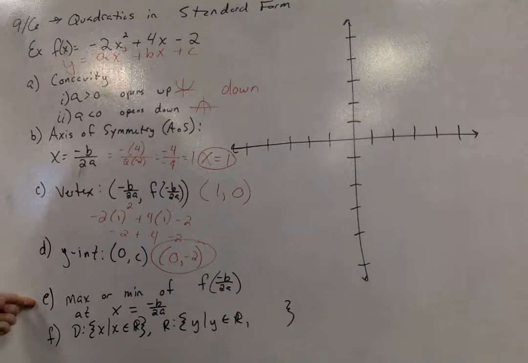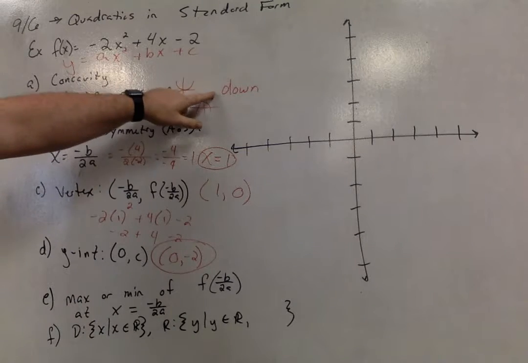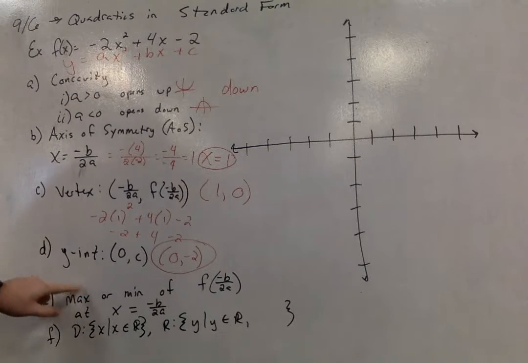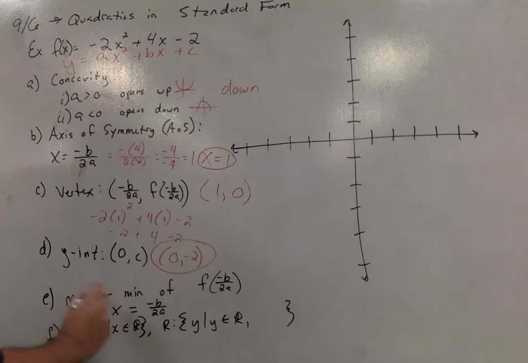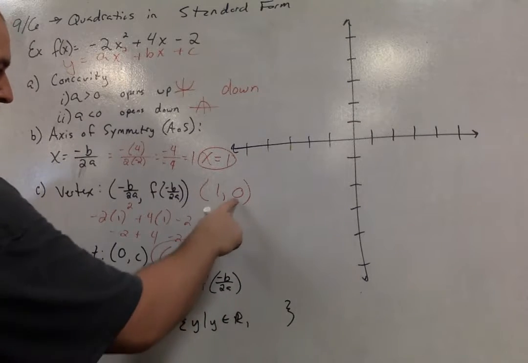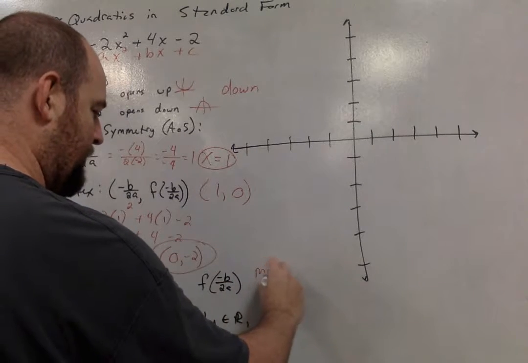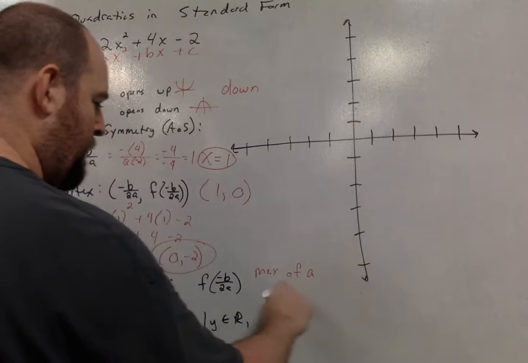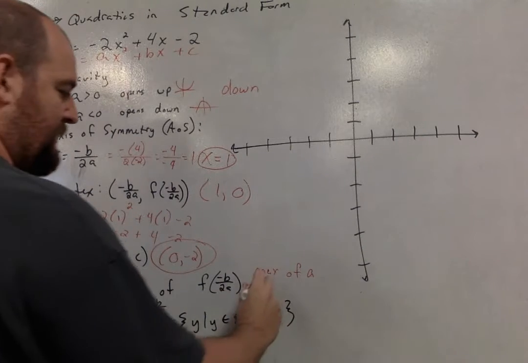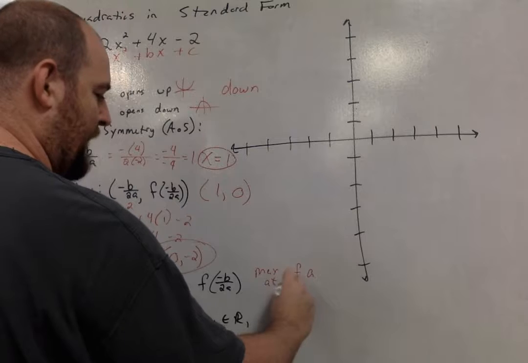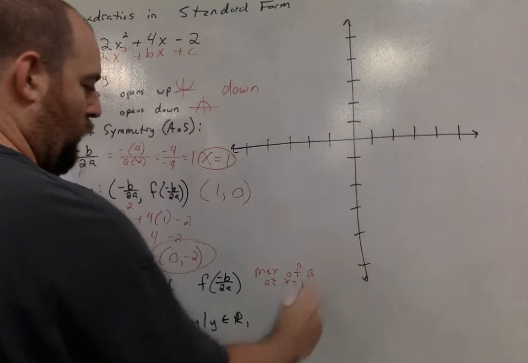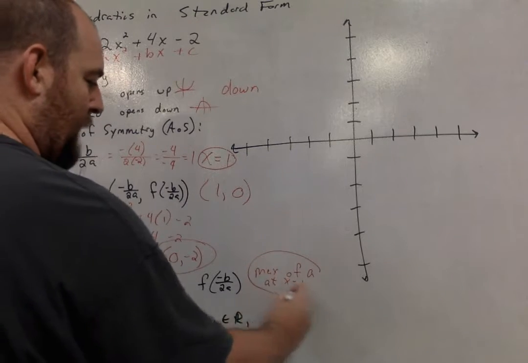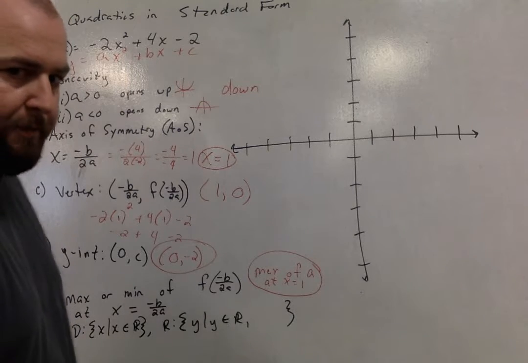Now I can describe the vertex of this point. I have a lot of information here. I know that this function, because it opens down, has a maximum value of, in this case, f of -b over 2a, which is 0. So it has a max of 0, which occurs at the axis of symmetry. So at x equals, in this case, 1. So that's how I can describe the max or min of the function.